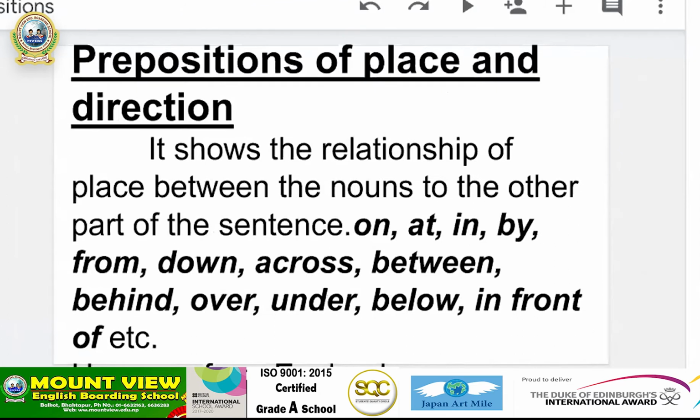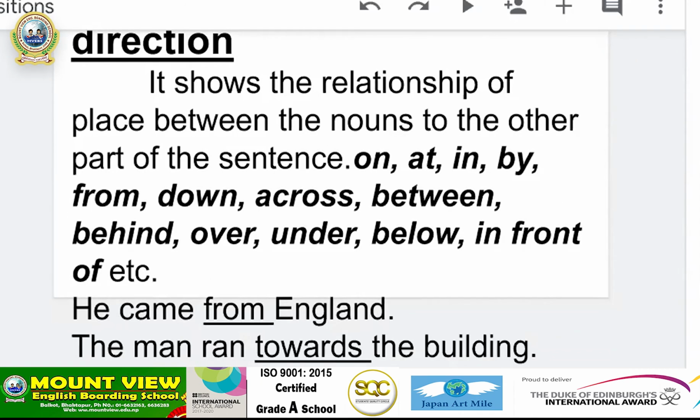Next one here: preposition of place and direction. It shows the relation of place between the noun and other parts of the sentence. Here also: on, at, in, by, from, down, across, between, behind, over, under, below, in front of. These are some examples of preposition of place and direction. Give example: he came from England. This is about the location. That means he came from England, that is a place. Then next, the man ran towards the building. "Towards" is about the direction, not place. Where he ran: towards the building. He came from England, that is the place, or you can say location.